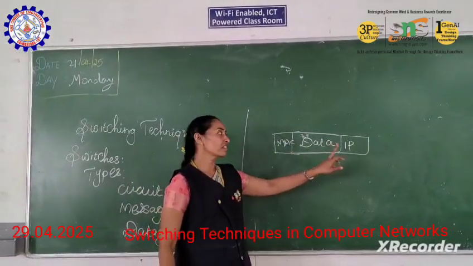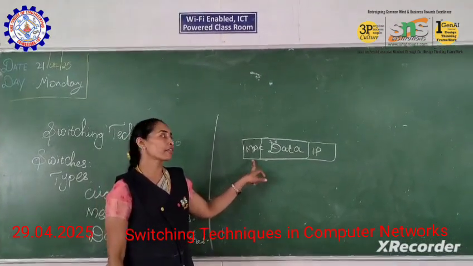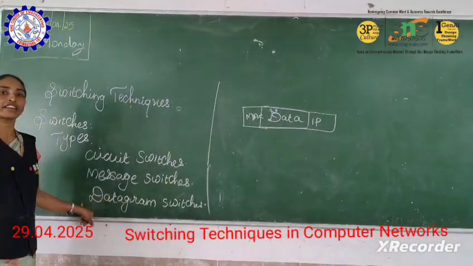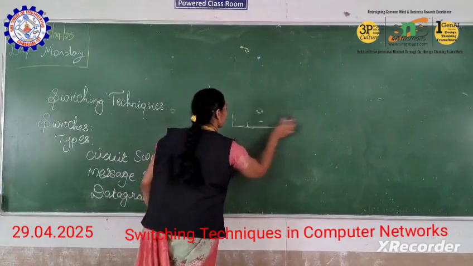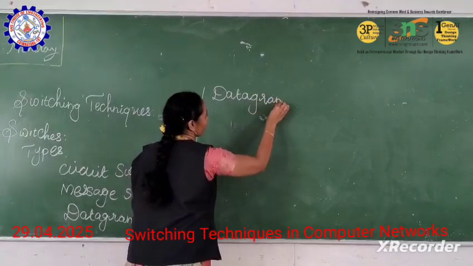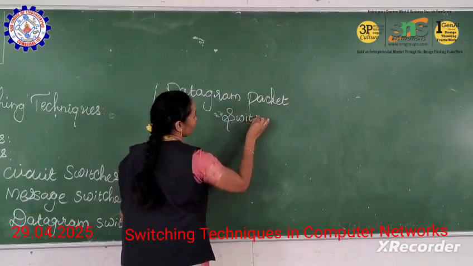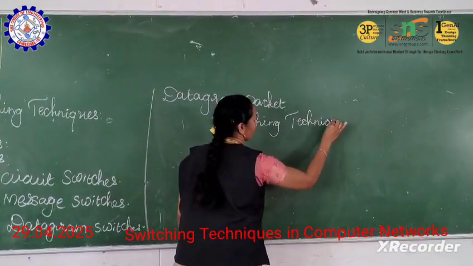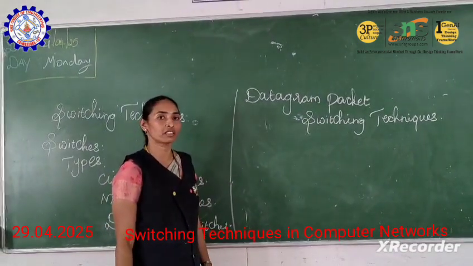Here this is the original data. These are the headers. These headers will have the information about the source IP address and MAC address, and also the destination IP address and destination MAC address. Let's move on to the topic, which is datagram packet switching. Here the following diagram will explain the detailed concept of the switching technique.